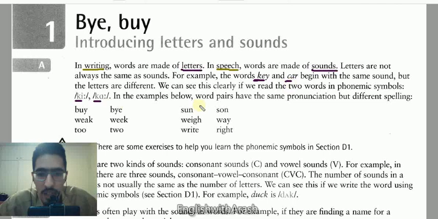In the examples below, some word pairs have the same pronunciation but different spelling. Same pronunciation but different spelling. So as you see here, by, week, week. Let me zoom out a bit. Okay. Two, sun, sun, way, right. So that is why you have to be careful.